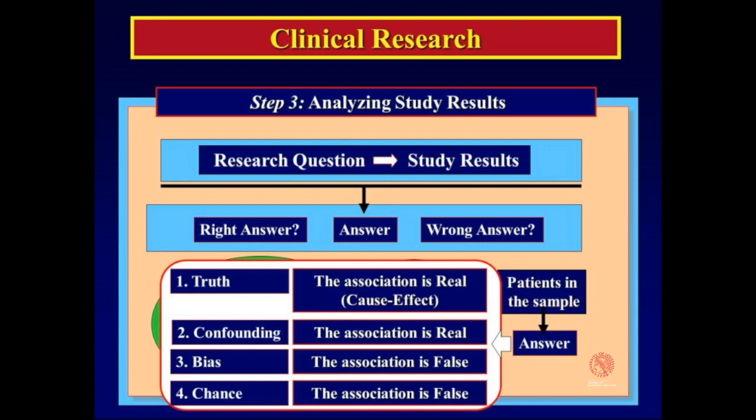It looks very real because you keep doing it, and you keep finding the same results. But the problem is that coffee is associated with lung cancer, but it's not the cause of lung cancer. Then in confounding, the association is real. The problem is that it is not cause-effect. Then you have bias, where the association is false, and then chance, where the association is false.